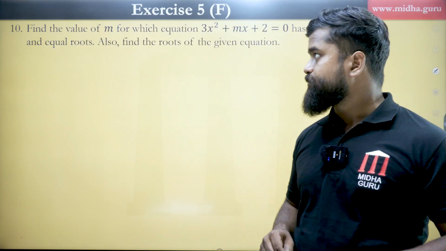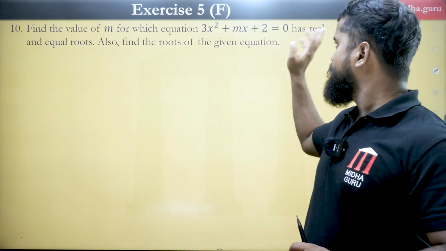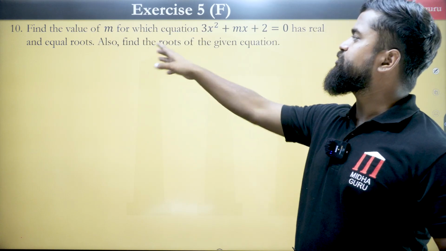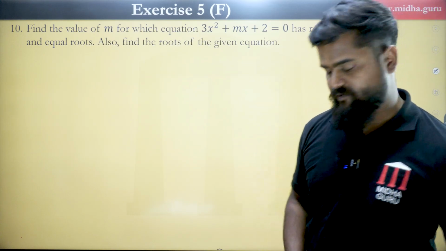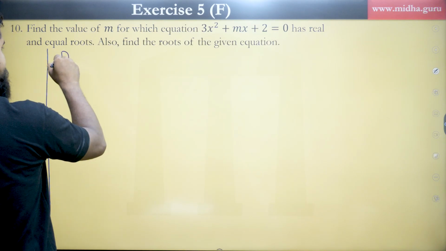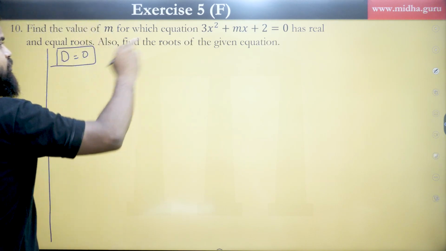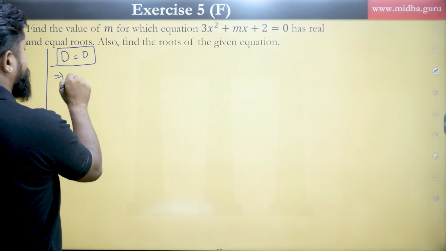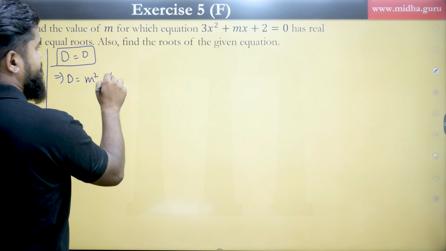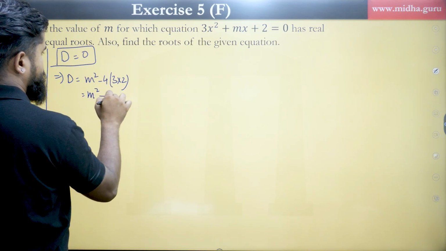Now this next question says find the values of m for which the equation 3x² + mx + 2 = 0 has real and equal roots. Same as the last one, the only addition being that we are also supposed to find the roots of the given equation. So we'll start like earlier. We know that if it has real and equal roots, the discriminant must be equal to 0. So we equate the discriminant, which is b², that will be m² minus 4 times 3 into 2, which is m² − 24.